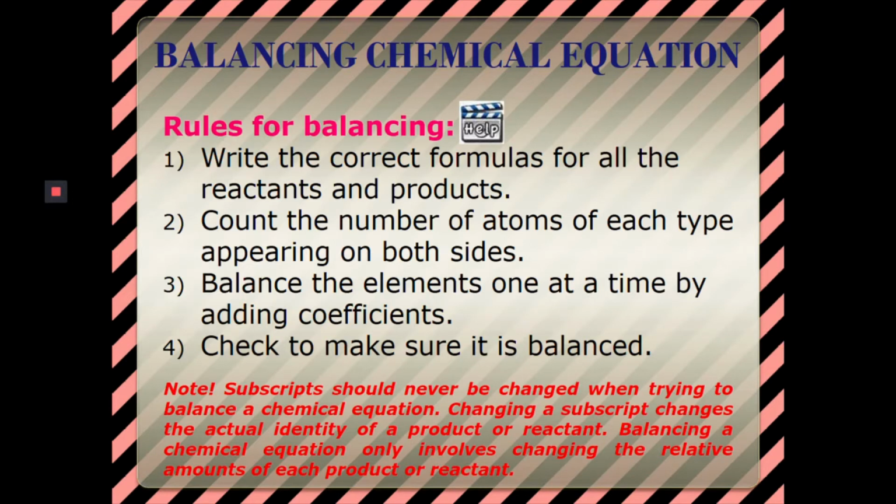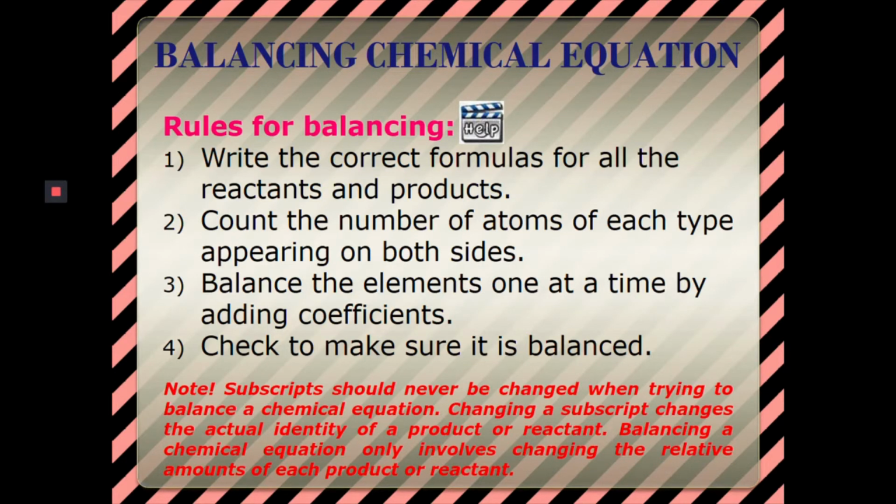The second step is you have to count the number of atoms of each type appearing on both sides. Meaning, we have to list the number of atoms for the reactant side and also the product side. For example, like just now we had hydrogen and oxygen. So we list hydrogen and oxygen and state their number of atoms on both the product side and the reactant side.